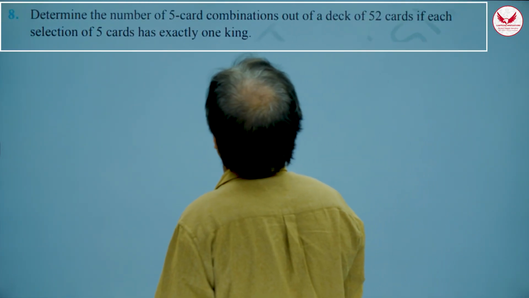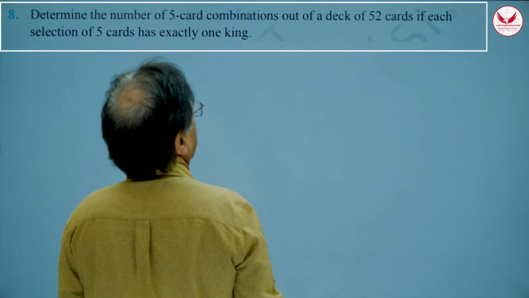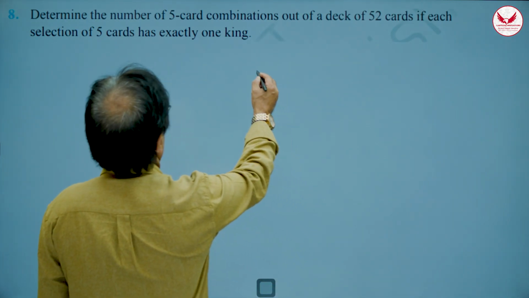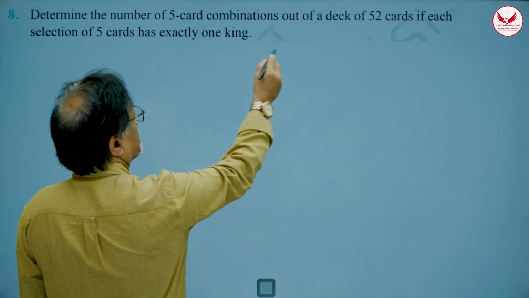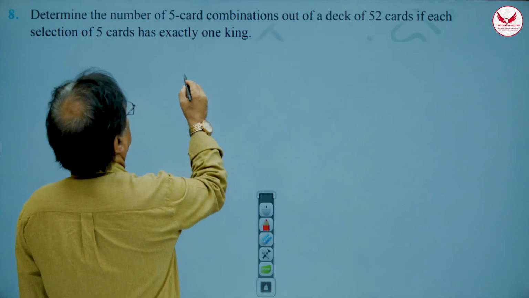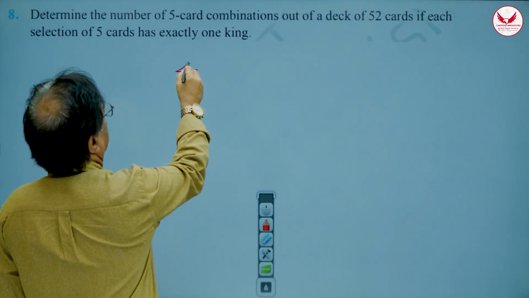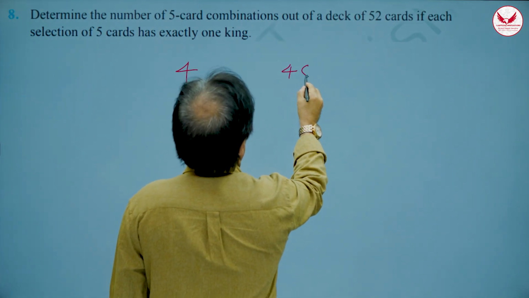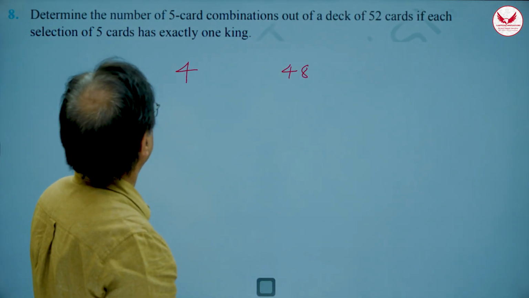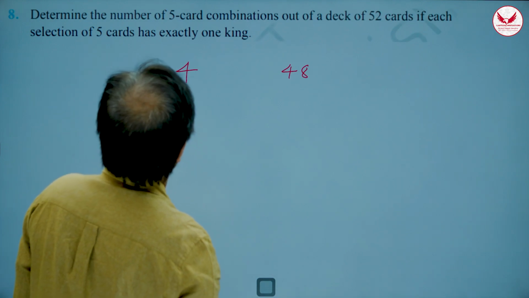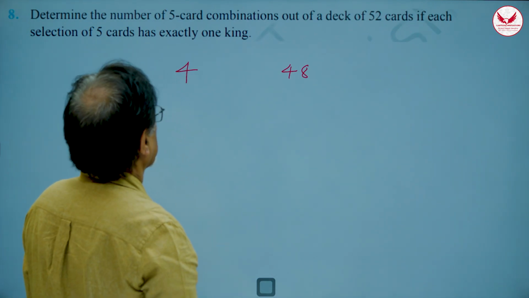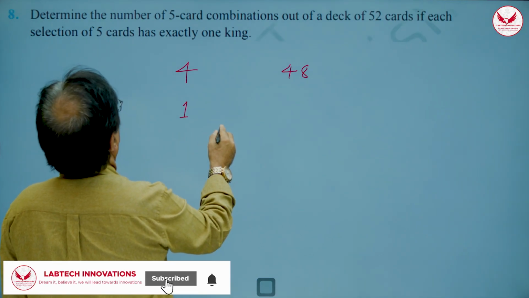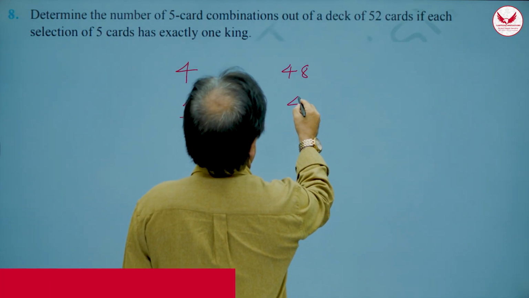Determine the number of 5 card combinations out of a deck of 52 cards if each selection of 5 cards contains exactly 1 king. So the 52 cards can be divided into 2 parts. How many kings are there? In every pack of cards, there are 4 kings. And once you remove those 4 kings, remaining cards are 48. So that this total is 52. Okay. Now, I want to select 5 cards containing exactly 1 king. So exactly 1 king means what? There will be 1 king and I want 5 cards. So remaining cards will be 4.